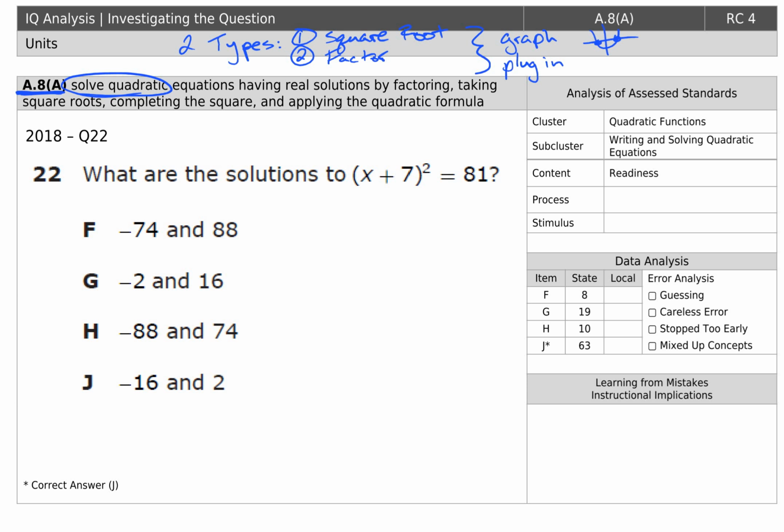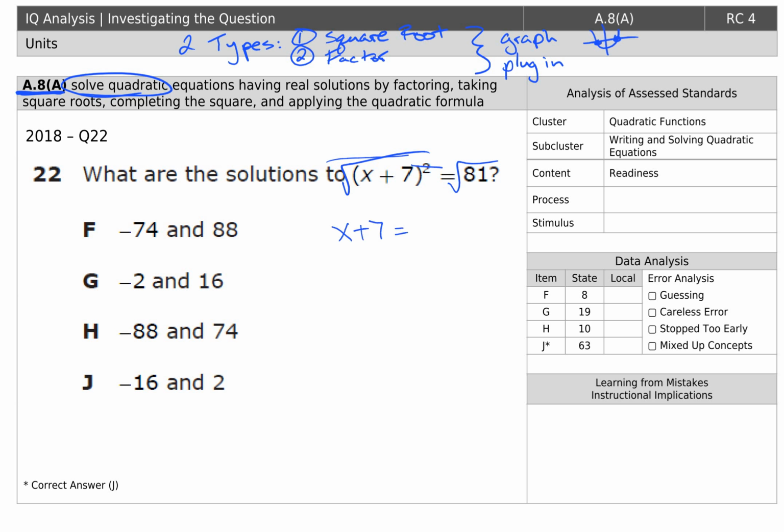Alright, taking a look at this first problem, we see that we can square root it. It only has a regular x, or the exponent there. It doesn't have an x squared and that, so we square root. The square root will cancel with the exponent. We're left with x plus 7 equals.